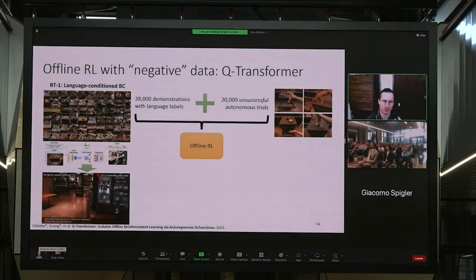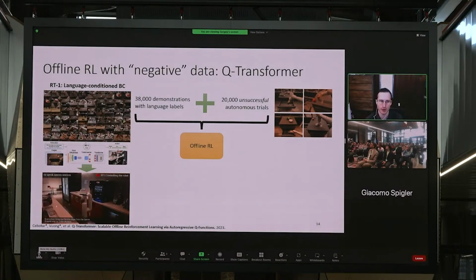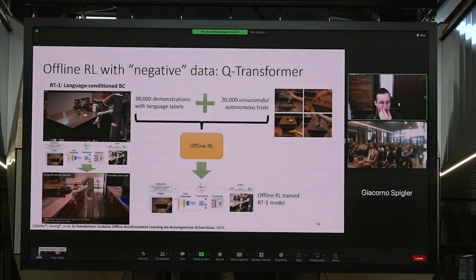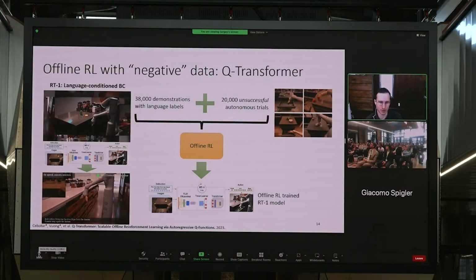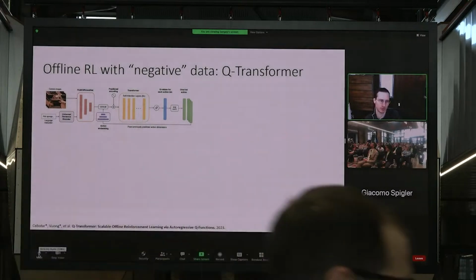RT1 is a transformer-based policy that uses tokenized actions. So we needed an offline RL method that could train transformer-based policies with tokenized actions. This was essentially an offline RL trained RT1 model. Here's the idea. The model is a large transformer that reads in images and textual instructions, and then outputs a per dimension tokenization of the actions. Every dimension of the action space is discretized, turned into a token, and the model outputs that token.